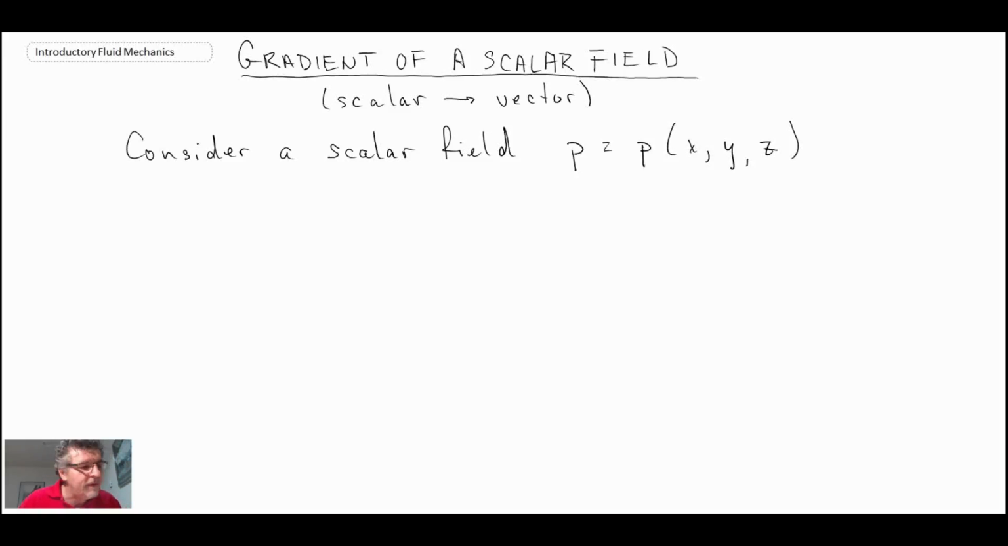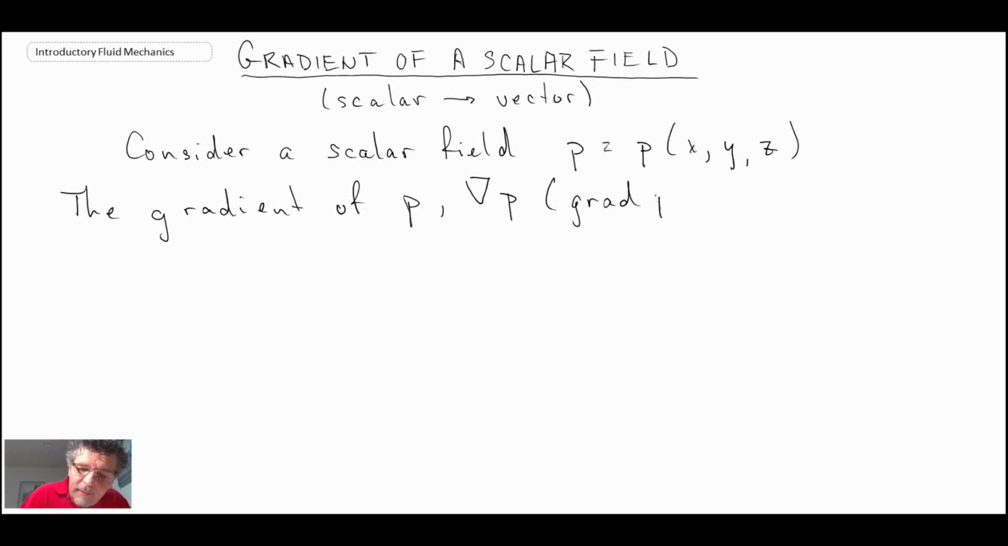With the scalar field, I give it a P to denote pressure, but like I said, it could be temperature. So if we're looking at the gradient of P, we'll define that as being grad P. Grad P is what you'll hear people refer to it as.